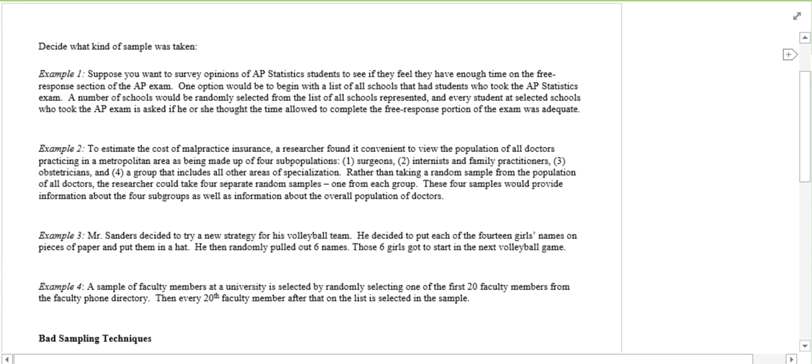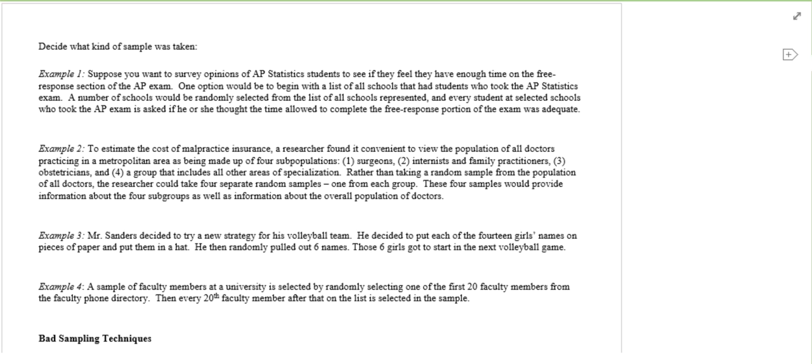Okay, so I'll flip the page. For these examples, decide what kind of sample was taken. Example 1: suppose you want a survey of opinions of AP Stat students to see if they feel they have enough time on the free response section of the AP exam. One option would be to begin with a list of all the schools that had students who took the AP statistics exam. A number of schools would be randomly selected from the list of all schools represented, and every student at the selected school who took the AP exam is asked if he or she thought the time allowed to complete the free response portion of the exam was adequate.